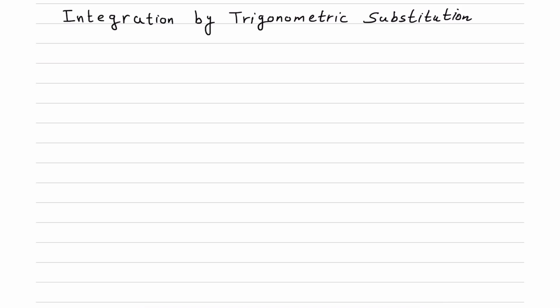In this video, we are going to talk about integration by trigonometric substitution. Before we start the problems for integration by trigonometric substitution, we have to look at three formulas. One is the integral of 1 over square root of 1 minus x squared dx, which is equal to sine inverse x.